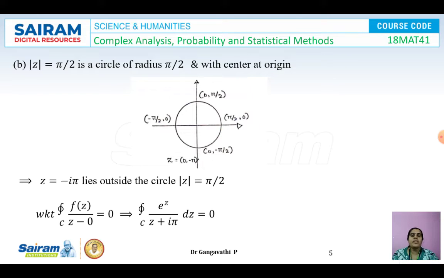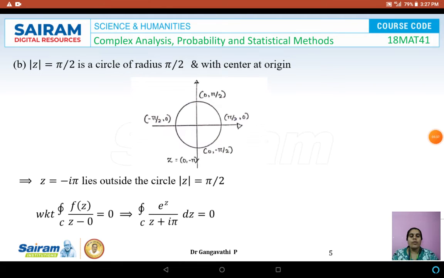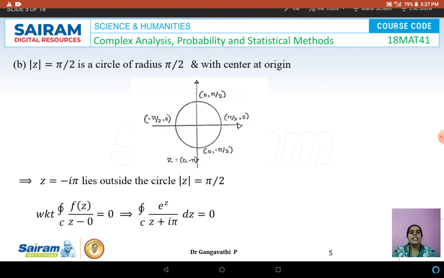So you can observe pi by 2 is smaller than pi. So obviously the point z is equal to minus i pi is not lying inside the curve, which lies outside the curve mod z is equal to pi by 2. Therefore, the Cauchy's integral formula is going to be 0. Integral over c of f of z by z minus a into dz is equal to 0. That is what we have concluded here. So you can straight away write it 0 when the point lies outside the curve.